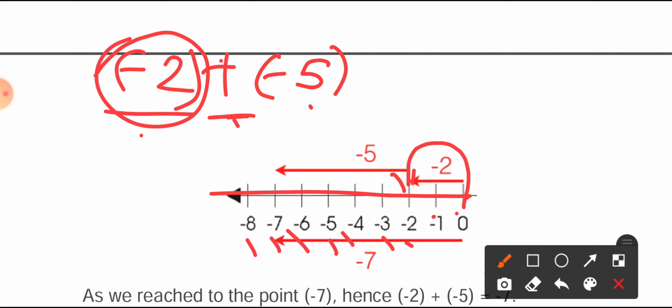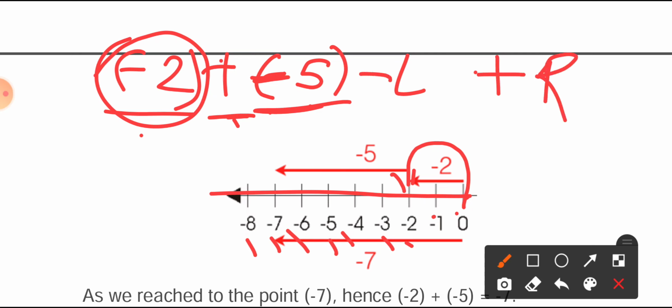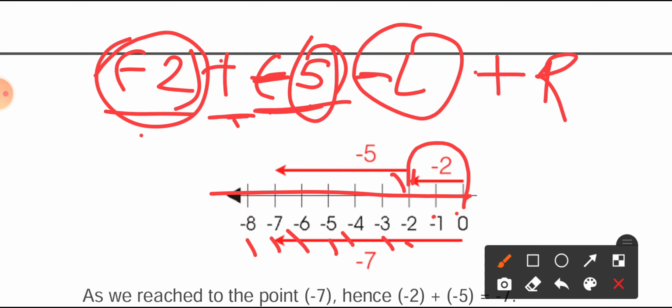Now how much do we have to add? -5. As it is given -5, we will move to the left hand side. For a positive integer we move to the right hand side, and for a negative integer we move to the left hand side. And how many times? 5 times. So from -2 you have to move 5 times: 1, 2, 3, 4, 5. So you can see that the answer is -7.